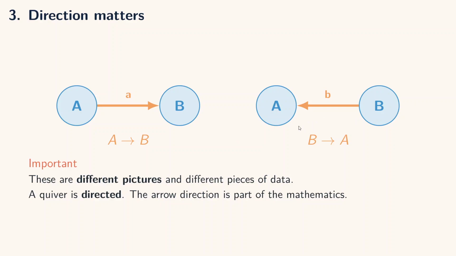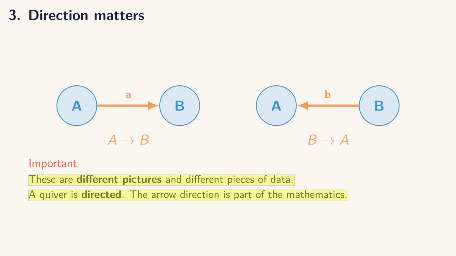These are 2 completely different pictures. They are 2 completely different pieces of mathematical information. Even though both arrows involve the same 2 vertices, A and B, they are not the same arrow, not even close, because one goes one way and the other goes the opposite way. A quiver is what we call a directed structure. Every arrow has a definite direction built into it. And when we study paths through a quiver, or when we eventually build categories from quivers, that direction will govern everything.